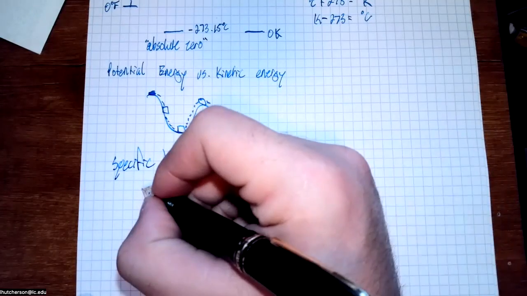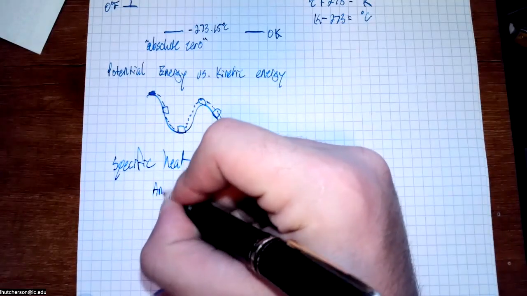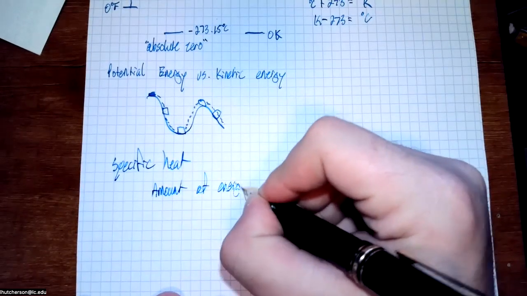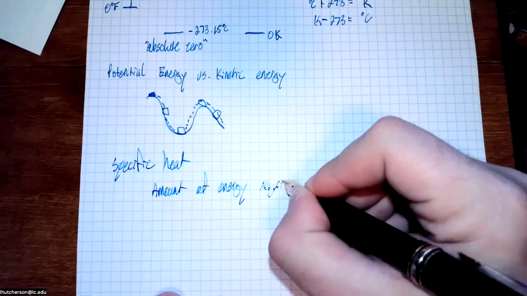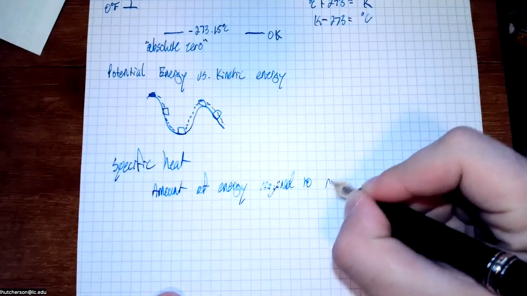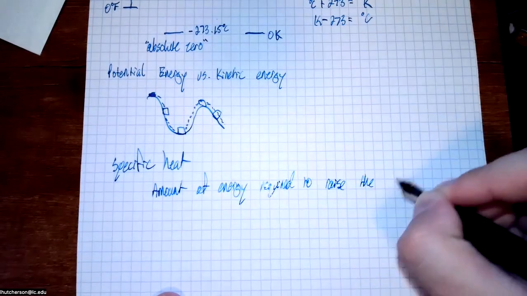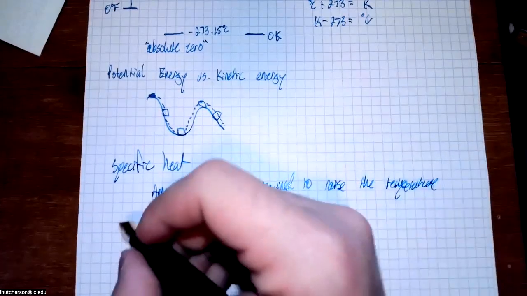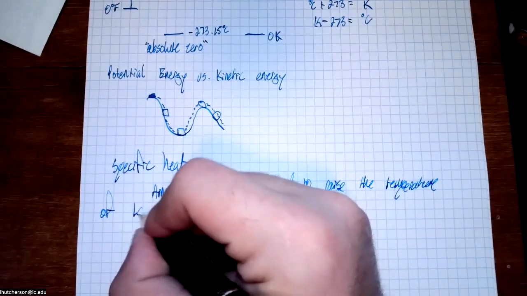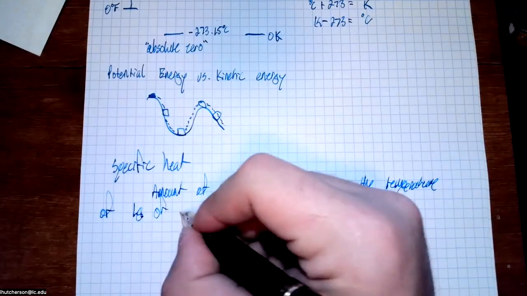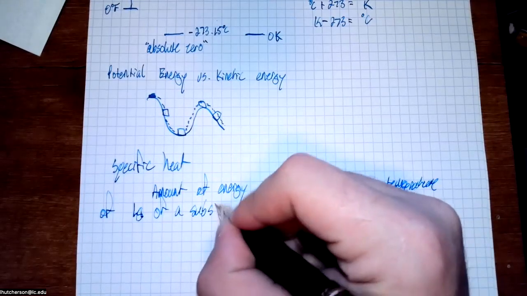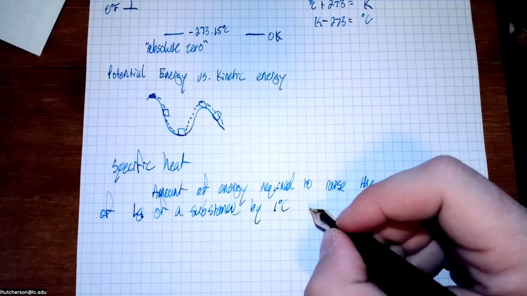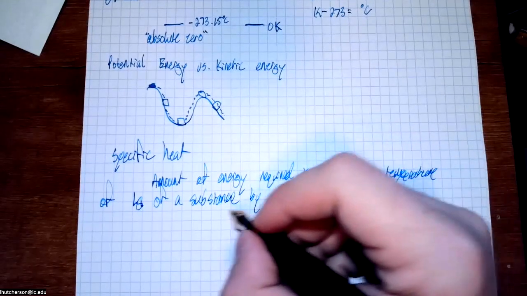Specific heat we define as being the amount of energy required to raise the temperature of 1 gram of a substance by 1 degree Celsius. Okay.